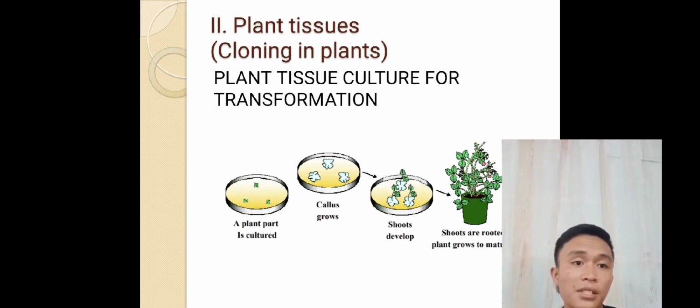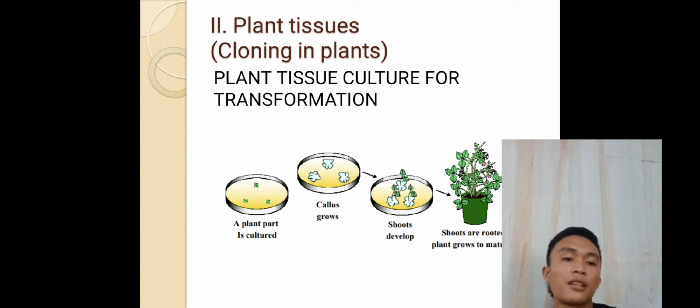Plant tissue culture in plants. Plant tissue culture for transformation. First, a plant part is cultured. Next, callus grows. Next, shoots develop. Next, the shoots are rooted and the plants grow to maturity. Plant tissues are morphogenetically competent cells in plant transformation, a morphogenetic process that leads to plant regeneration. Plants are multicellular eukaryotes with a tissue system made of various cell types that carry out specific functions.